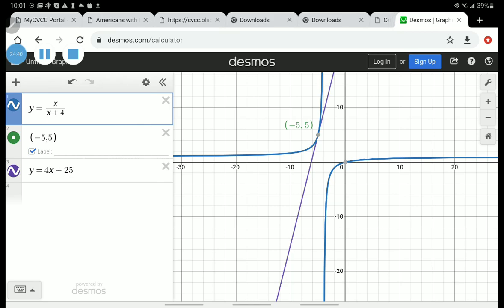We've taken this graph, we isolated a point on it. We're asking, what's the equation of the tangent line? How would I find that? Find the slope, plug in the point using that point-slope form.